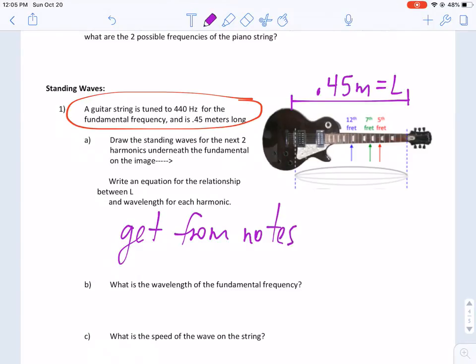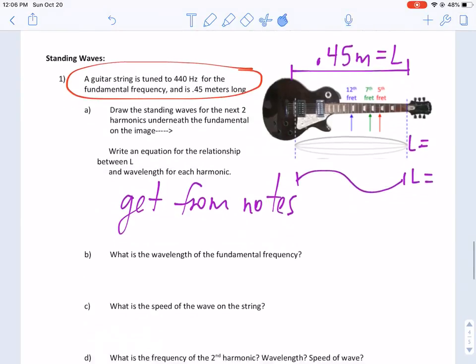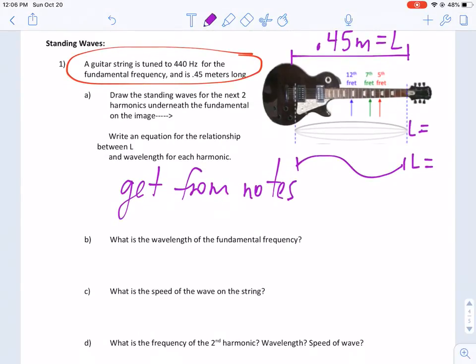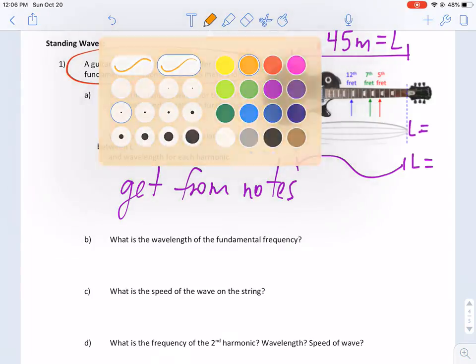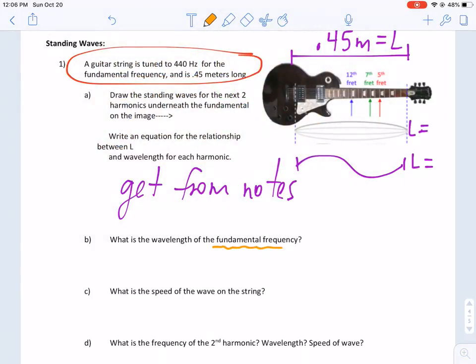But don't just write it from notes. Take your time. Draw them out. Write the formulas. Practice makes perfect on this, and it is confusing at the beginning. Part B is asking for the wavelength of the fundamental frequency. So I think to myself, fundamental frequency means first harmonic.